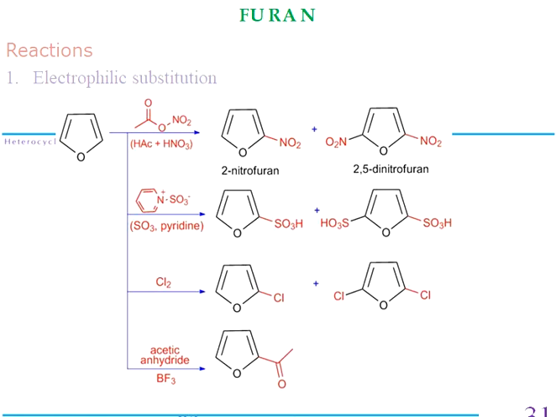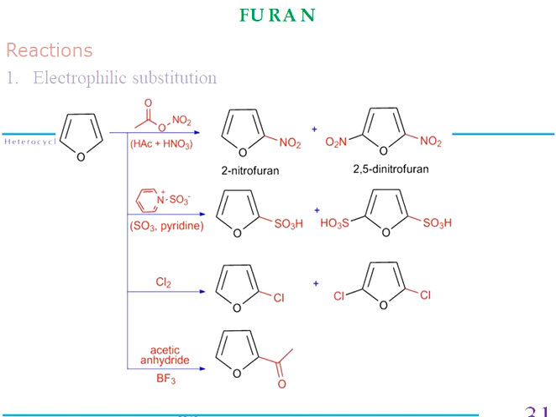But what is different in the case of furan? In the case of furan, we are getting mono-substituted as well as di-substituted products. And the substitution is occurring on the carbon which is present next to the oxygen atom. So in the case of furan, we are getting two products, 2-nitrofuran and 2,5-dinitrofuran. While in the case of pyrrole, we had seen only 2-nitropyrrole was formed.